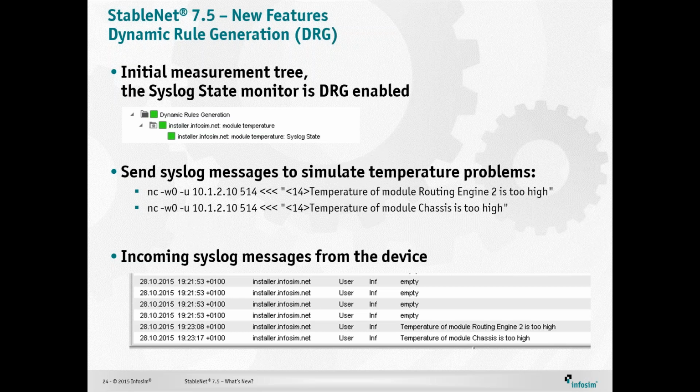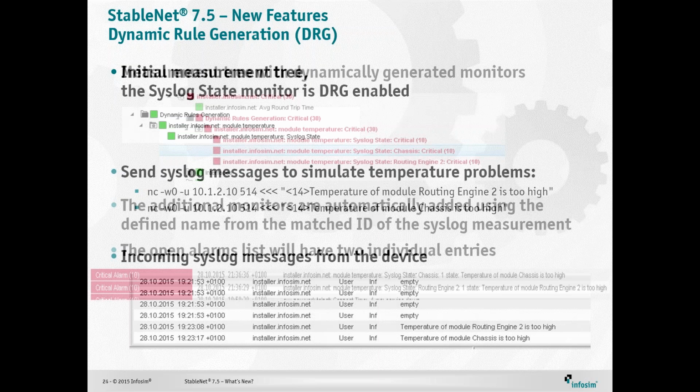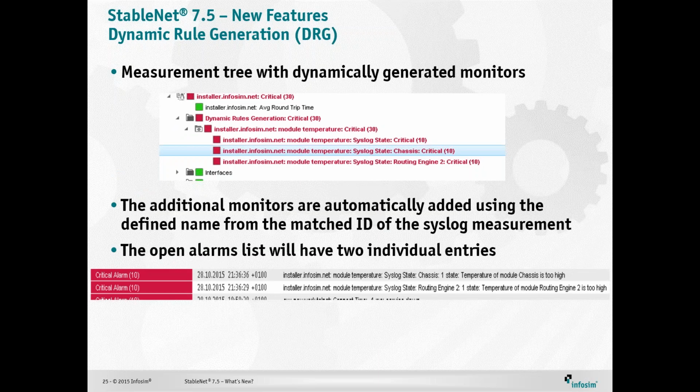So we receive them, looks fine. So what happens now with our measurement? In the measurement tree we can see we now have two more monitors which we didn't add. They're added automatically by our dynamic rule generation system. So we now have a monitor for the chassis and for routing engine 2.